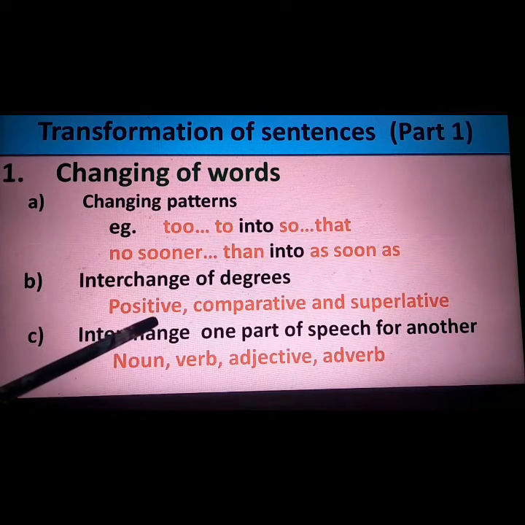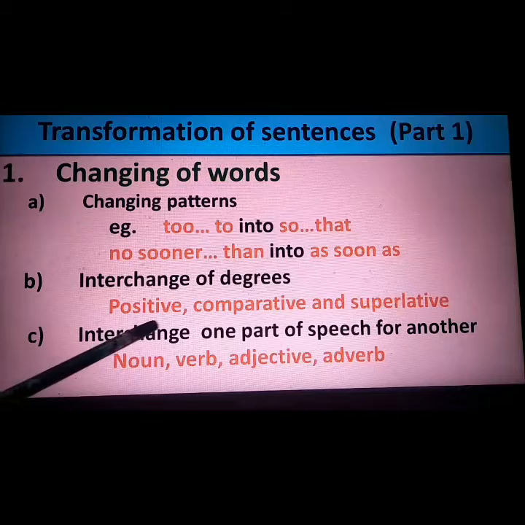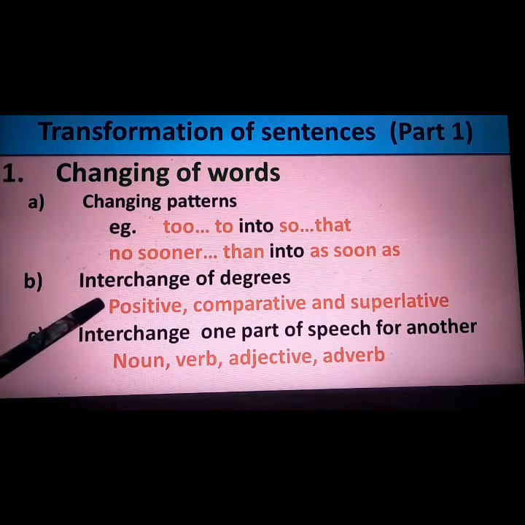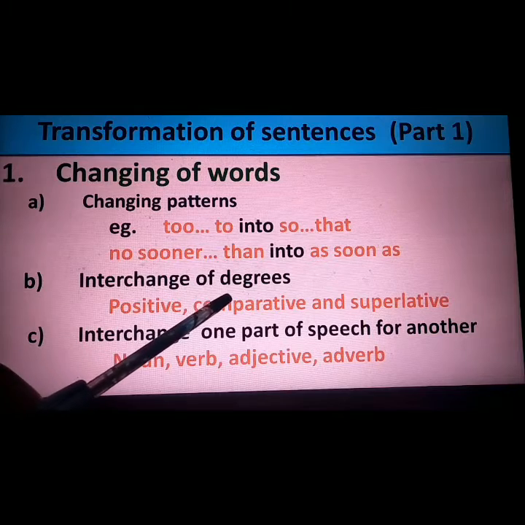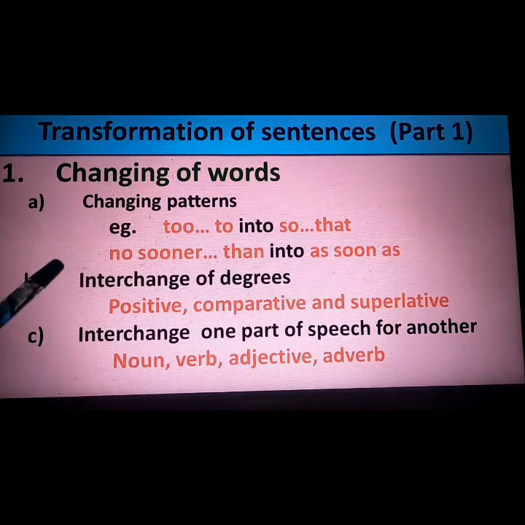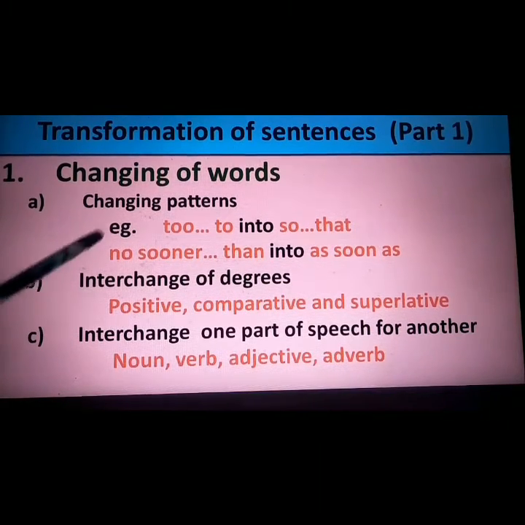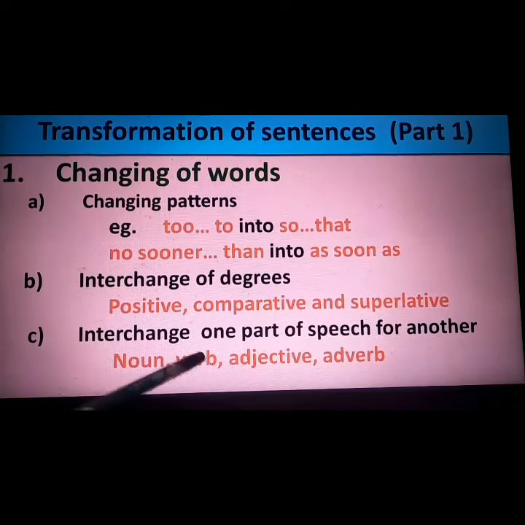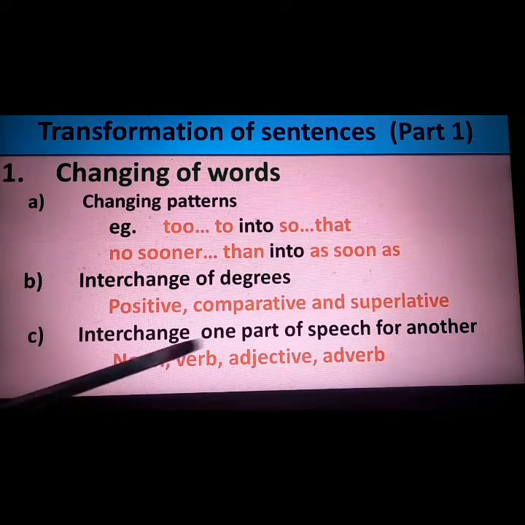Interchange of degrees into any one: positive, comparative or superlative. Positive can be made into comparative, or comparative can be made into superlative. This is exactly what interchange of words means. In all this we have a change of words, an interchange of one part of speech for another.